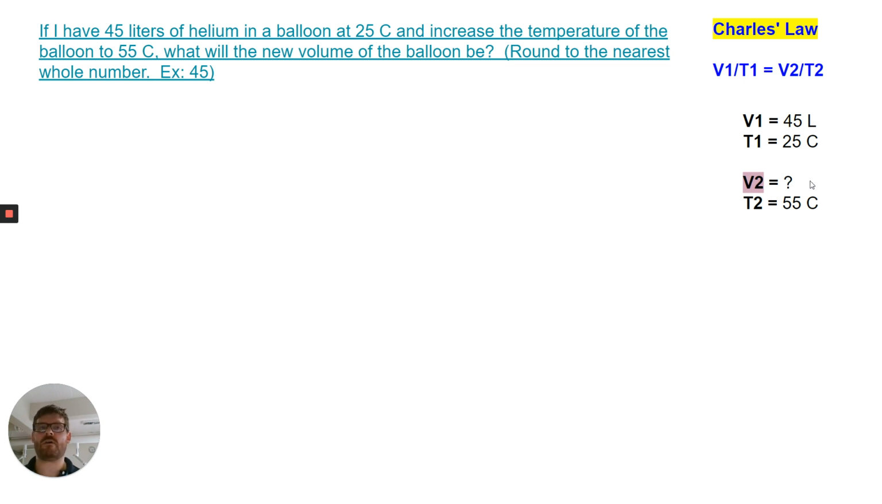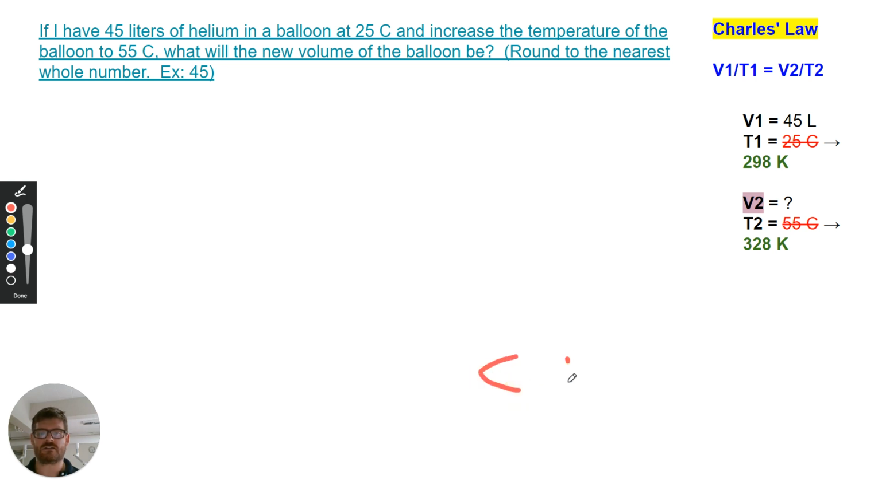Now, you can't put them into your equation yet. One of the biggest problems I saw amongst all students was that many of you failed to convert the temperature from Celsius into Kelvin. So in order to do this, you just simply take the temperature in Celsius and you add Celsius plus 273 equals Kelvin. Okay? So anytime you've got Celsius temperature, you've got to convert it into Kelvin.